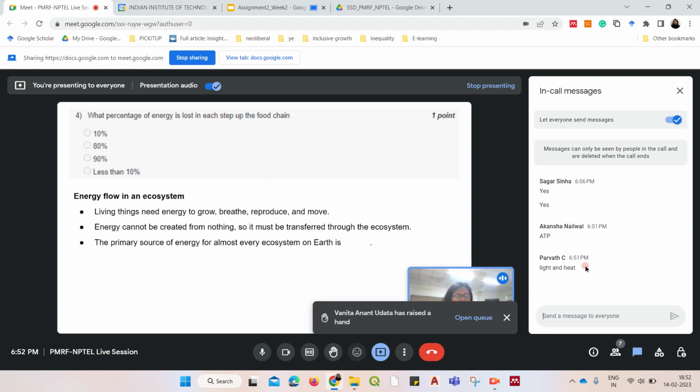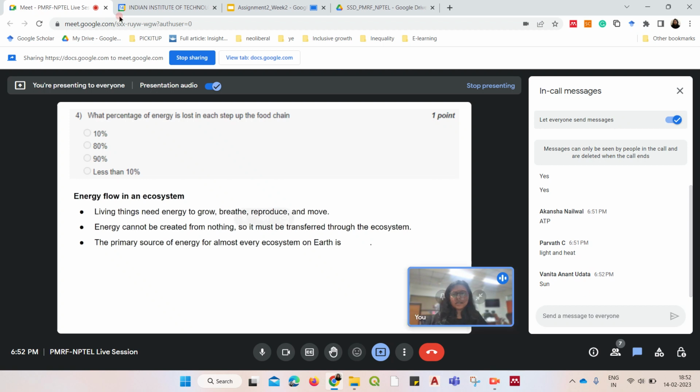Yes, Vanita, you are raising your hand. You can just type your answer in the chat box, or if you have anything else to ask, please type in the chat box. There is an option for in-call messages. It will be an icon next to the participant icon. There is an icon which shows you all the participants, and next to that icon there is a message box. Okay, Vanita is saying sun. Yes, that is very correct.